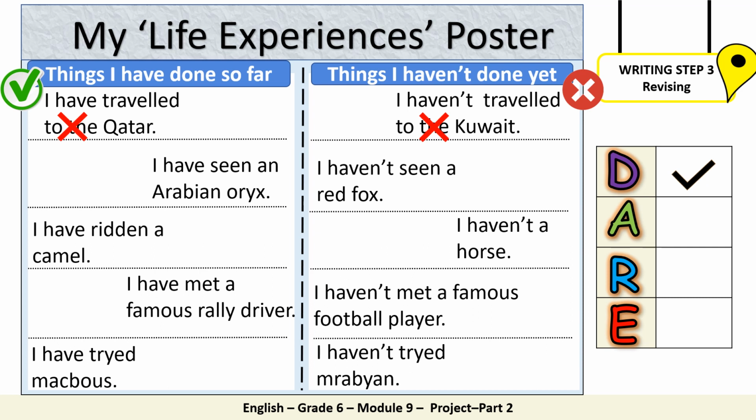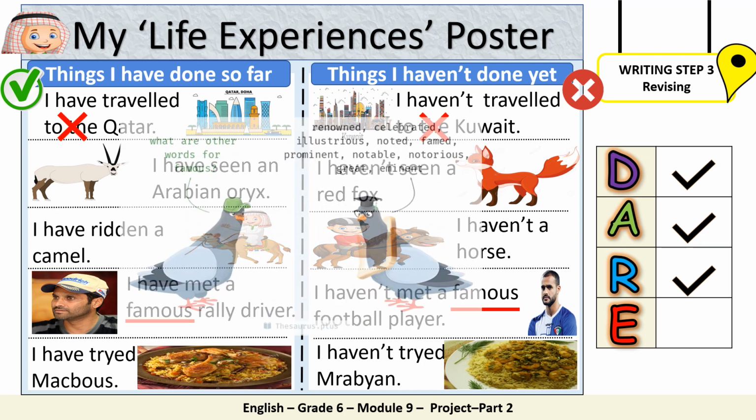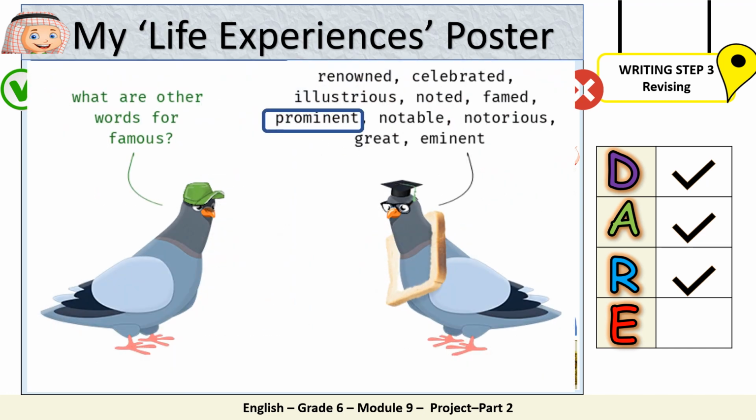Let's move to the A and add some pictures. Nice work. Now let's see if you need to rearrange any of your sentences. Perfect. You've arranged your sentences correctly. Let's move to the E and see if we can substitute any word for a stronger one. I'd like you to substitute the word famous for a stronger one. Very good. You can use the word prominent.